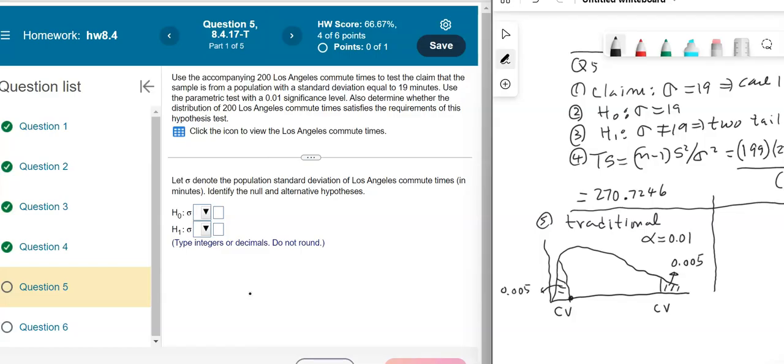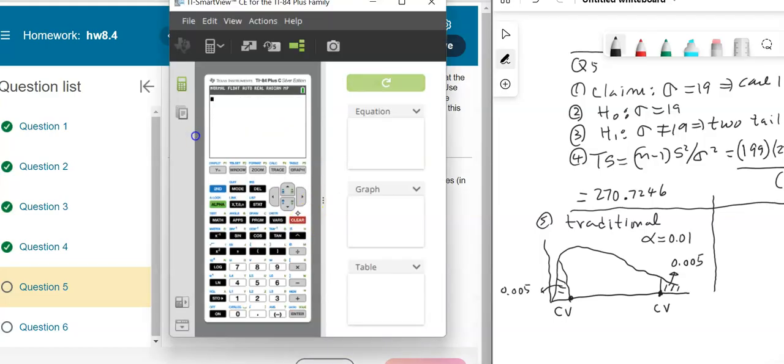So now what is the critical value? Okay, so you need to go to this calculator. I'm going to clear. You go to program, inverse chi. One more time. What is the area to the right for this one? 0.995.